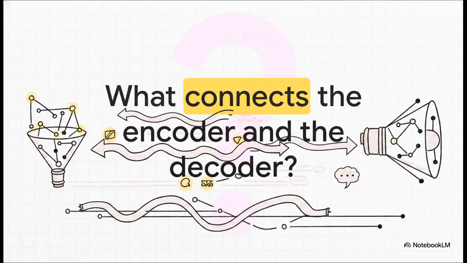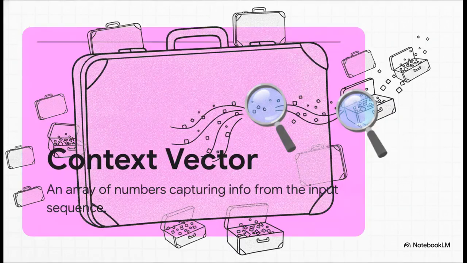Okay, so if we have these two totally separate networks, the encoder reading the input over here and the decoder writing the output over there, how does the data actually travel between them? What's the physical bridge between understanding a thought and actually speaking it? It travels through that context vector we just mentioned.